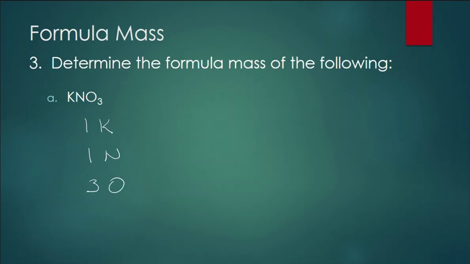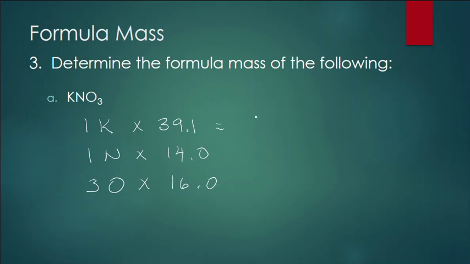Then you look up on the periodic table what they're worth. 1 potassium is 39.1. 1 decimal place, please. 1 decimal place. What if your answer is not in 1 decimal place? It's wrong. Nitrogen, 14.0. 3 oxygens at a price of 16.0.